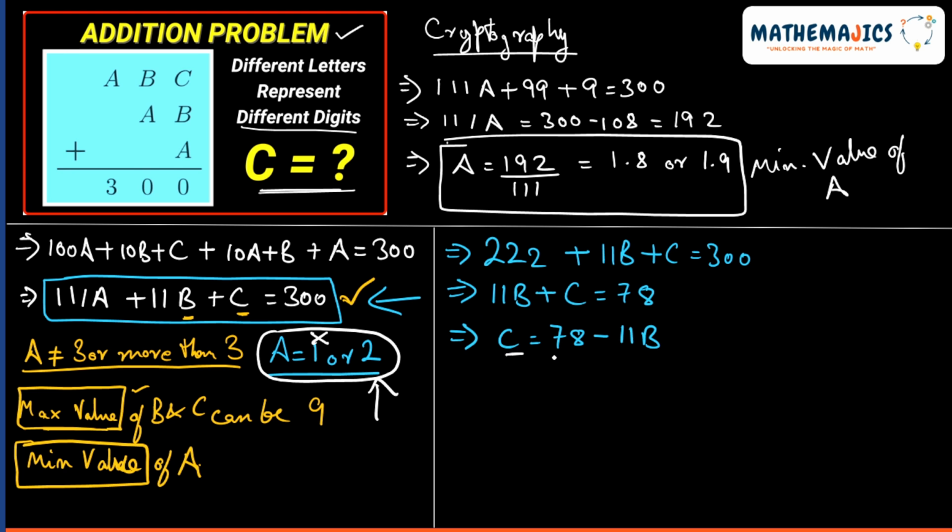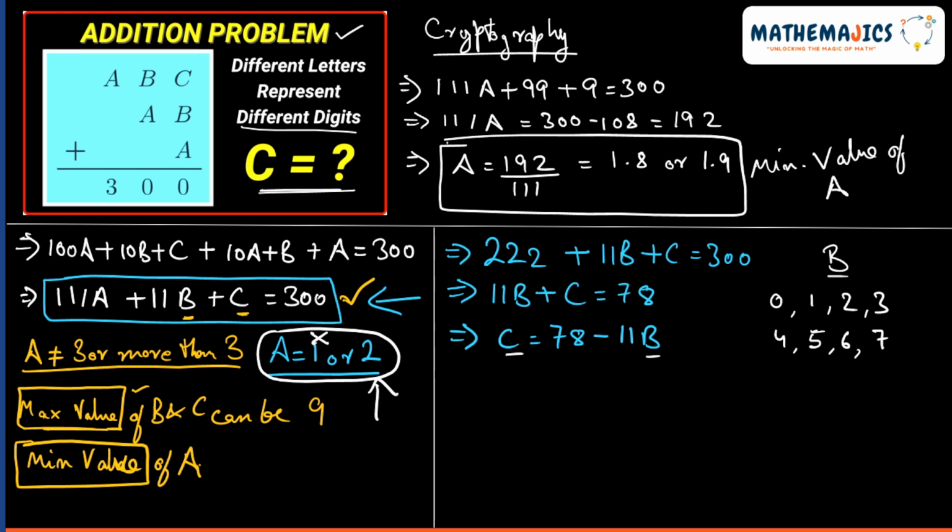Now we know that C and B are single digit numbers. So let's see what can be the value of B. The value of B can be 0, 1, 2, 3, 4, 5, 6, 7, but we cannot go beyond 7. Why? If I substitute B as 8, it will be 78 minus 88, which will give me C as a negative number, which is not possible. All the numbers here are positive single digit numbers. They can't be negative. So we can't go beyond 7.